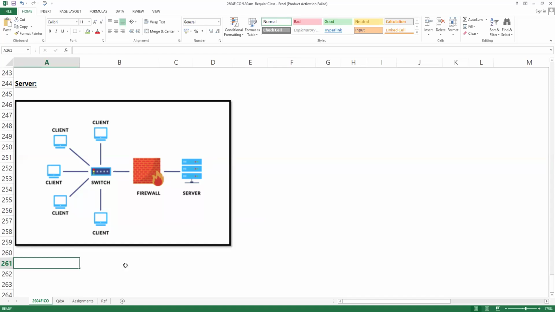Let me give a few points. It will help you. A server is nothing but a shared resource. We take data and services, and we connect to different computers, different systems. Clear? This much information is sufficient.